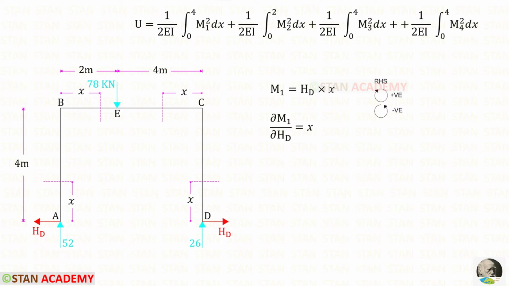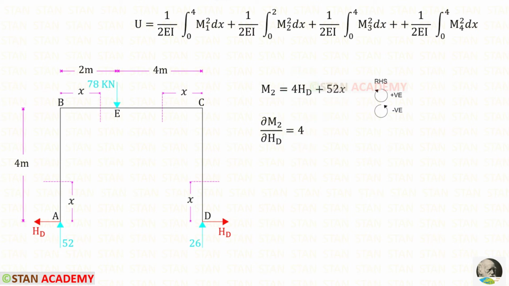To find the moments in these 2 sections, we can use the right hand side rule. Let us find M1. Up to this section, we have HD and VA. For VA, there is no perpendicular distance, so we should not consider this. HD is acting in the clockwise direction so it will be positive and the distance is x. So HD into x. Then we partially differentiate M1 with respect to HD. For HD, it will be 1. 1 into x, it will be x.